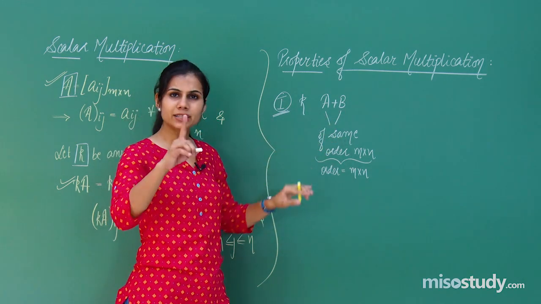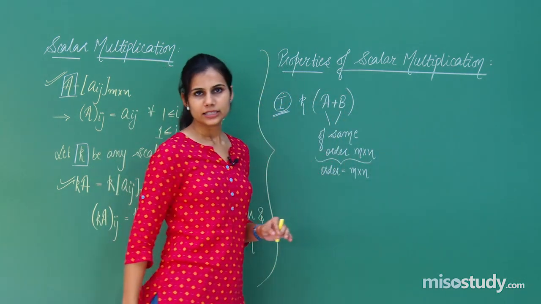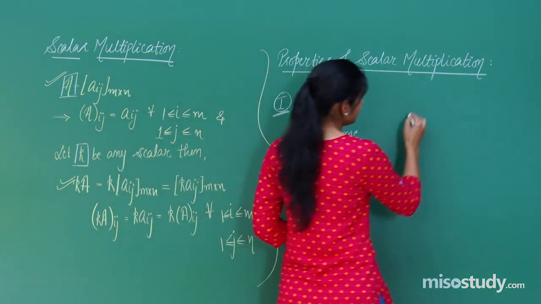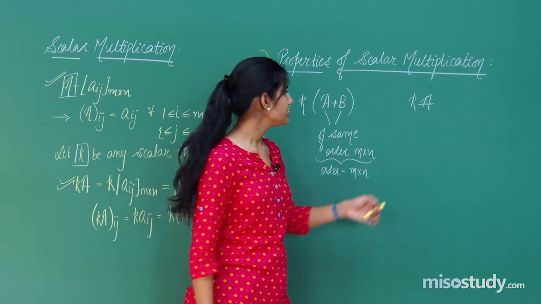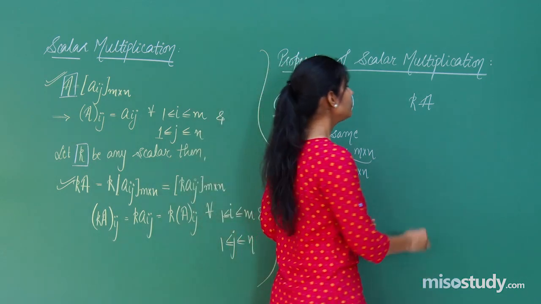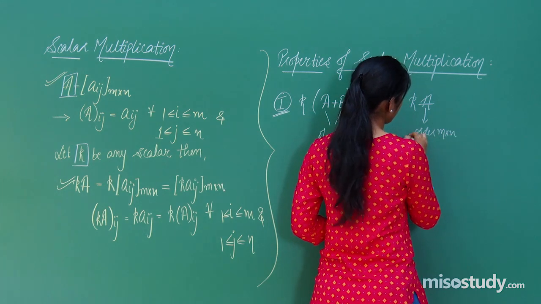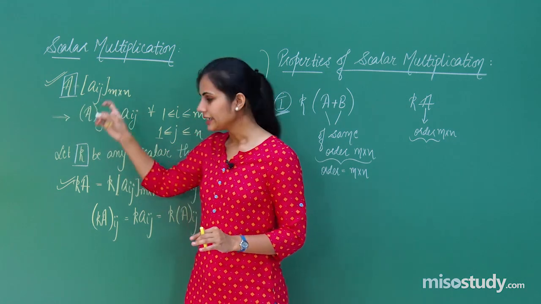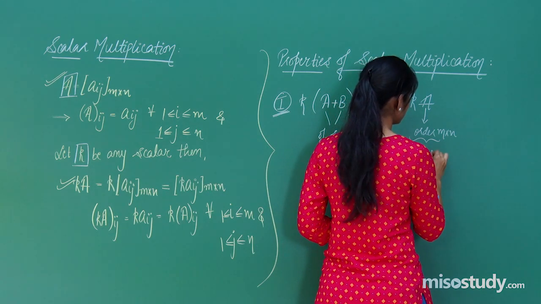Now A plus B is one single matrix, k is one single scalar. So I can talk about k times (A plus B). This stands for multiplying the scalar k by the single matrix A plus B. Now this scalar k can also be multiplied with matrix A. That's not a problem. Why? Because A is a single matrix, k is a single scalar, so k times A is very much defined. We know that if A is a matrix of order m cross n, then k times A is again a matrix of order m cross n.